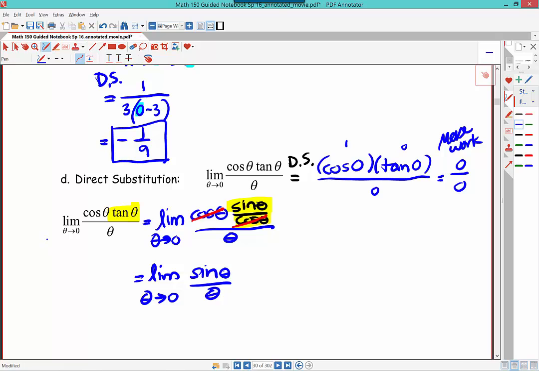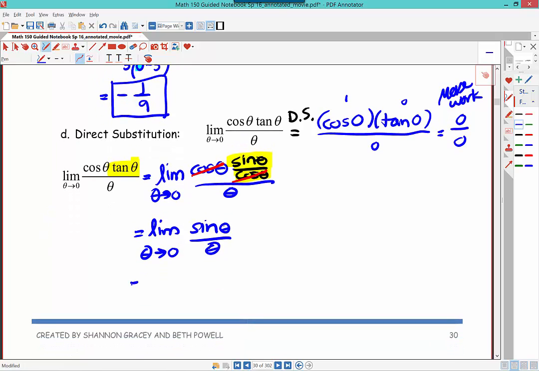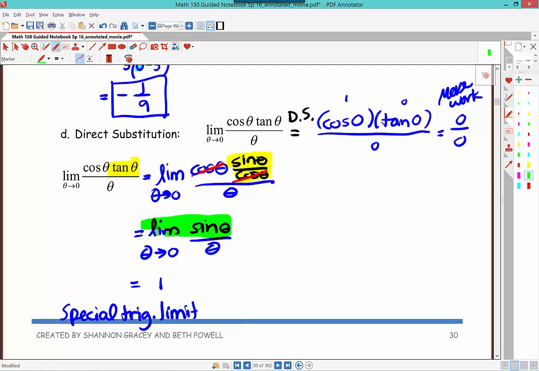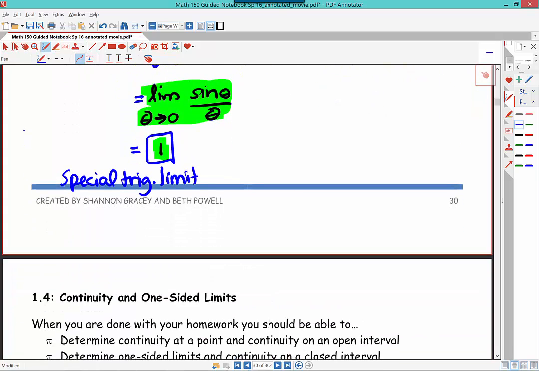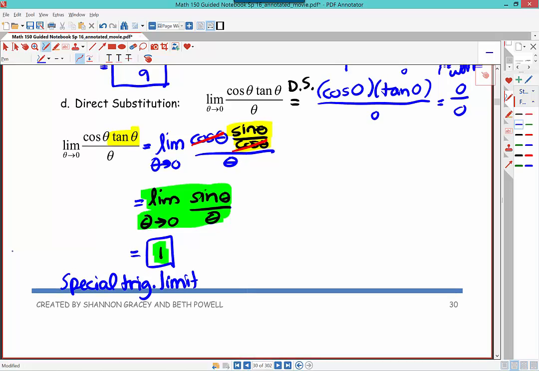But what is that? Good. That is 1. And that's by the special trig limit. Not by direct sub. It's the special trig limit. Okay, so basically this whole thing by the special trig limit is 1. Cool? All right. And we're done. Woohoo! That was a long one, all right?